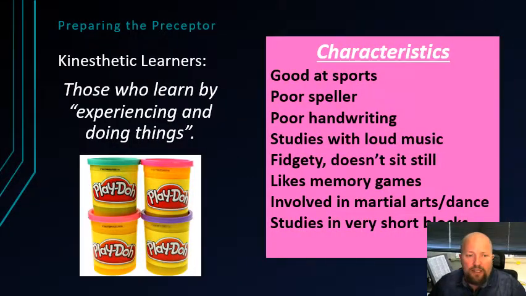Hands-on experience, they learn by doing it. They're typically poor spellers, and they have poor handwriting. They can listen to loud music and be successful. They're fidgety. They like particular memory games. They can be involved in more, I guess, rambunctious activities like martial arts or dances, and then study in very short blocks.